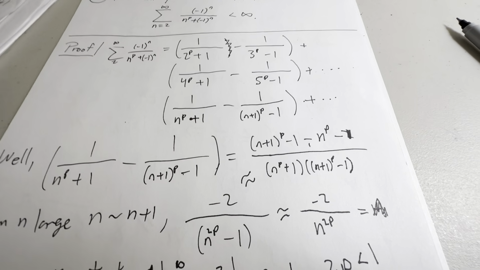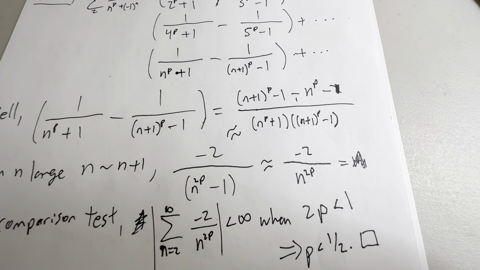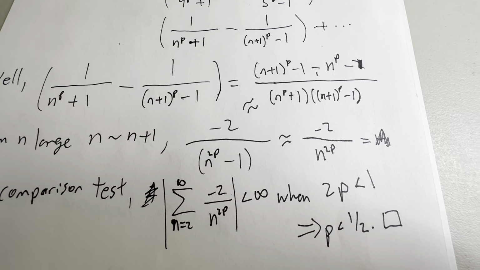So yeah, we just take a term, see how it asymptotically behaves when n is huge, and ask ourselves, okay, when does that series converge? And that part's not too hard to come up with.